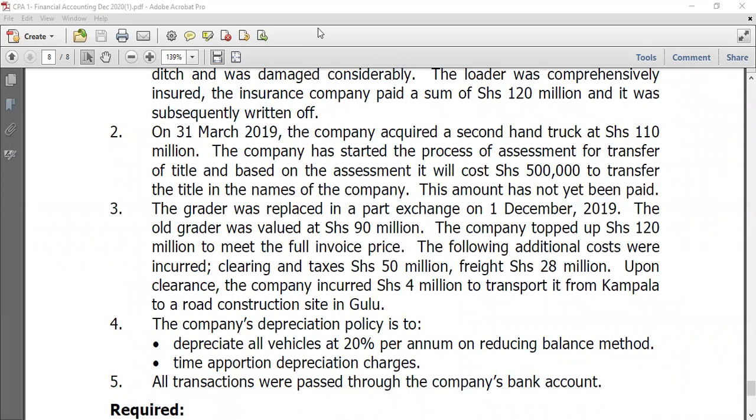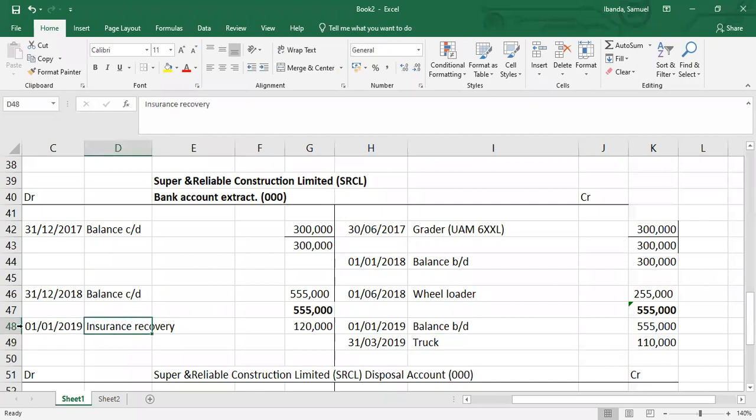Before that, somebody asks a question here. Why have I not recognized the insurance recovery? The insurance recovery is right here in the bank account, the 120 million. That is where we've recognized it. So it is right there. I hope you've seen it, Margaret. Okay, so allow me to proceed.